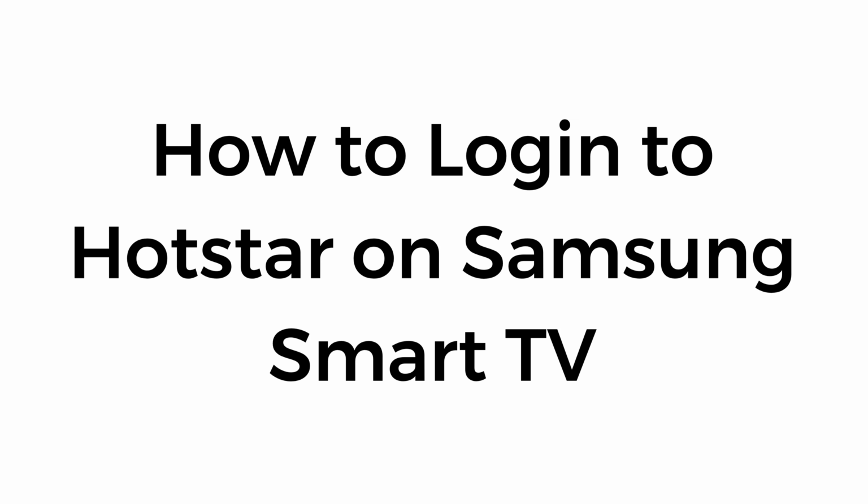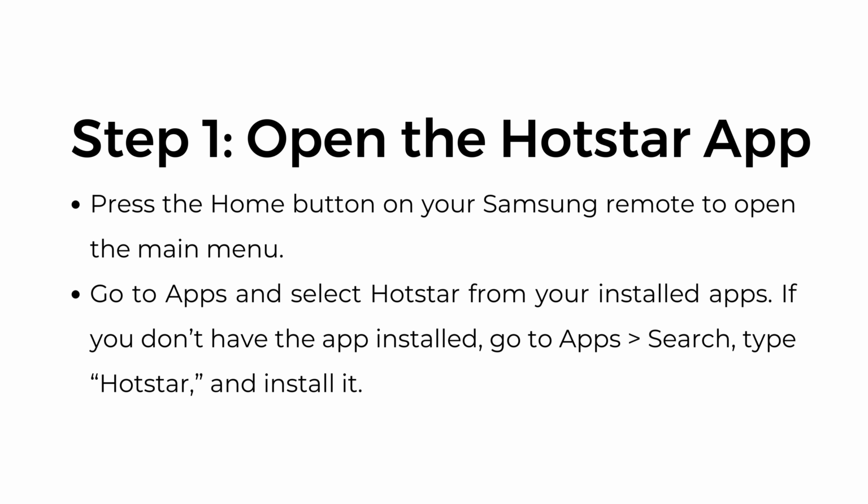How to log into Hotstar on Samsung Smart TV. Step number 1. Open the Hotstar app. Press the home button on your Samsung remote to open the main menu. Go to Apps and select Hotstar from your installed apps. If you don't have the app installed, go to Apps, search, type Hotstar, and install it.